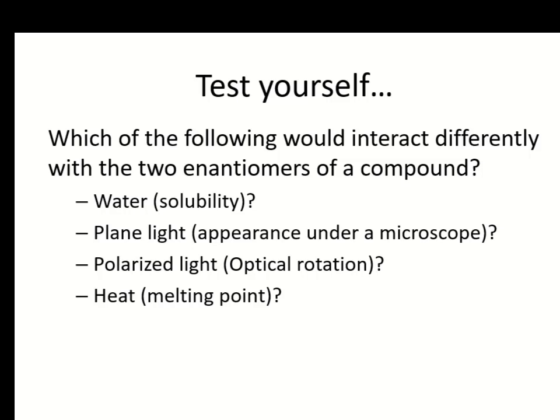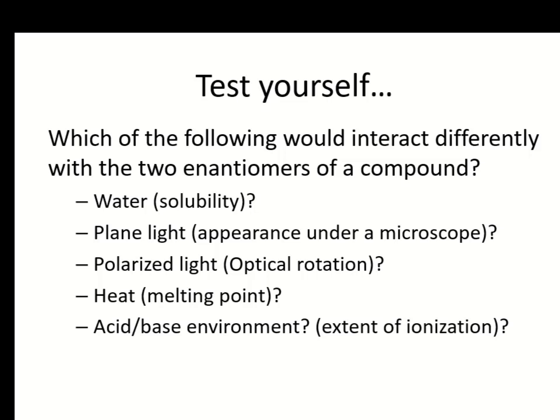How about heat? For example, melting point. Would it be different between the two? Well, heat is not a chiral probe, so no, it's not going to be different. How about acid-base environment? Extent of ionization. If you have a carboxylic acid that has two different enantiomers, is the extent of ionization, say at pH 3 or whatever arbitrary pH, going to be different? Well, acid-base environment is not chiral, right? It's nothing chiral about it. So the extent of ionization would be the same.